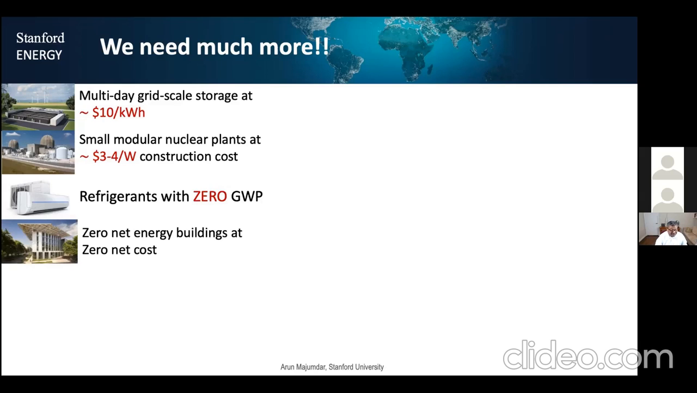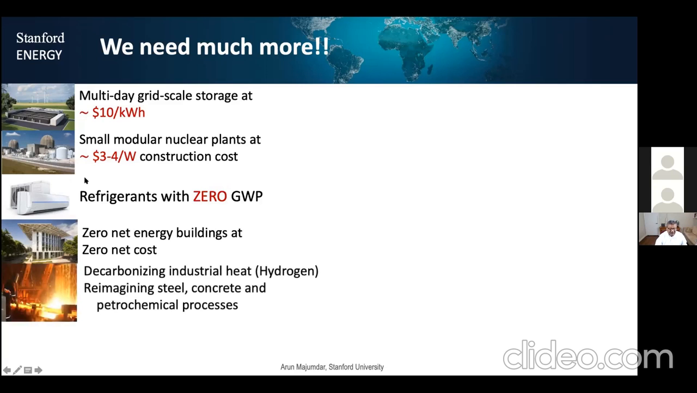Buildings are huge energy consumers. Many times they're not designed to have energy efficiency. Probably one of the most important things is the industrial side of it. Steel and cement and petrochemical use a huge amount of energy and produce a lot of emissions. Can they be decarbonized? Either we use coal to make steel or use gas for heating. The question is, can we do it in a different way? Because the emissions are very, very significant.